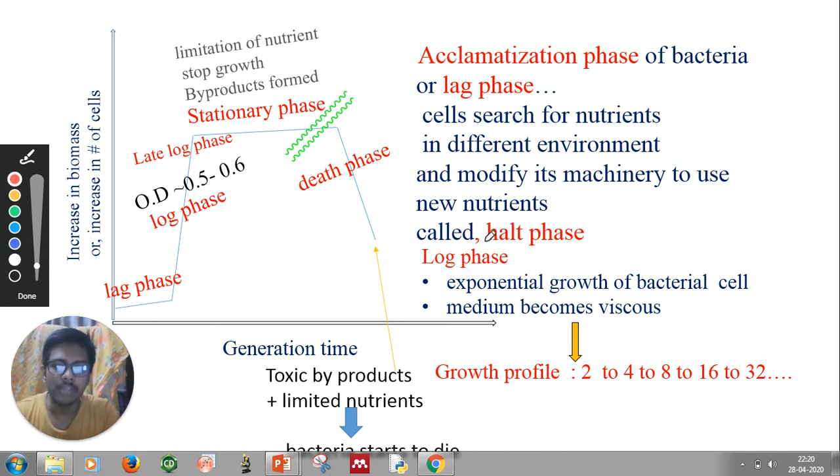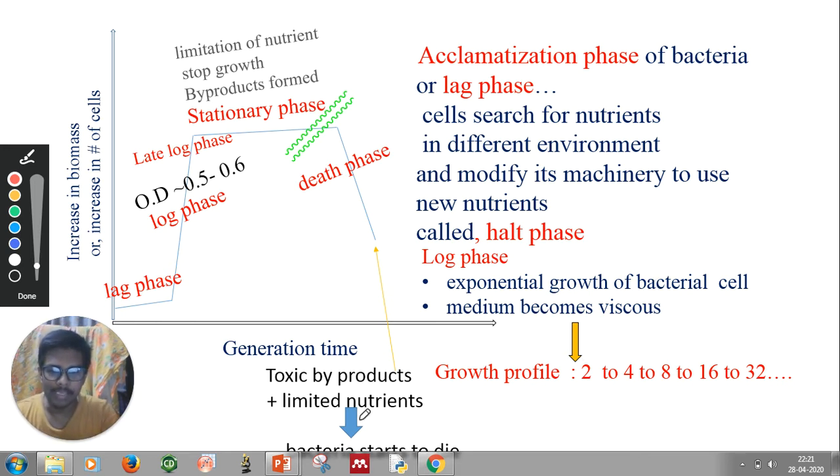In log phase, exponential growth of bacterial cells happens and the medium becomes very viscous. So there are two points: exponential growth of bacterial cells, a very high increase in the number of cells of bacteria, happens in this phase, and next the medium becomes viscous. The growth profile goes 2 to 4, 4 to 6, 6 to 8 to 16, like this. That's why we call it the log phase. It increases exponentially.